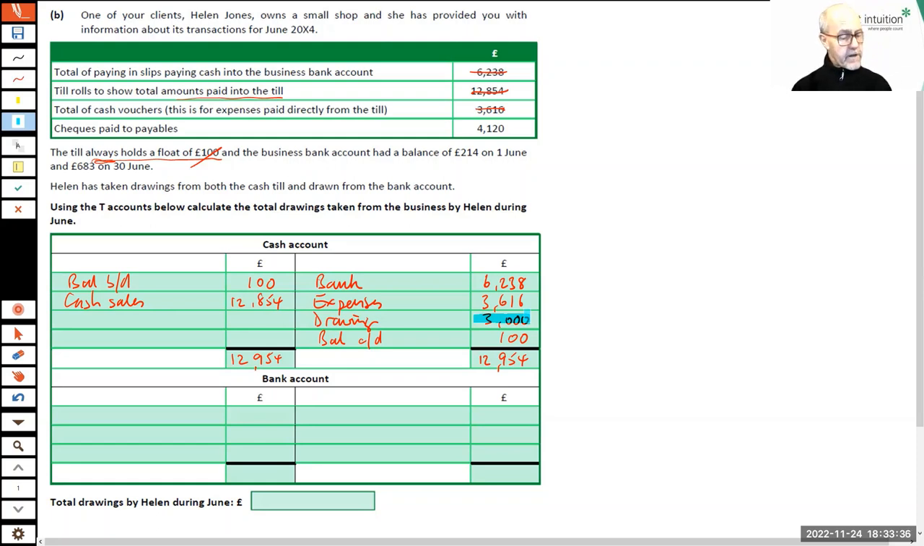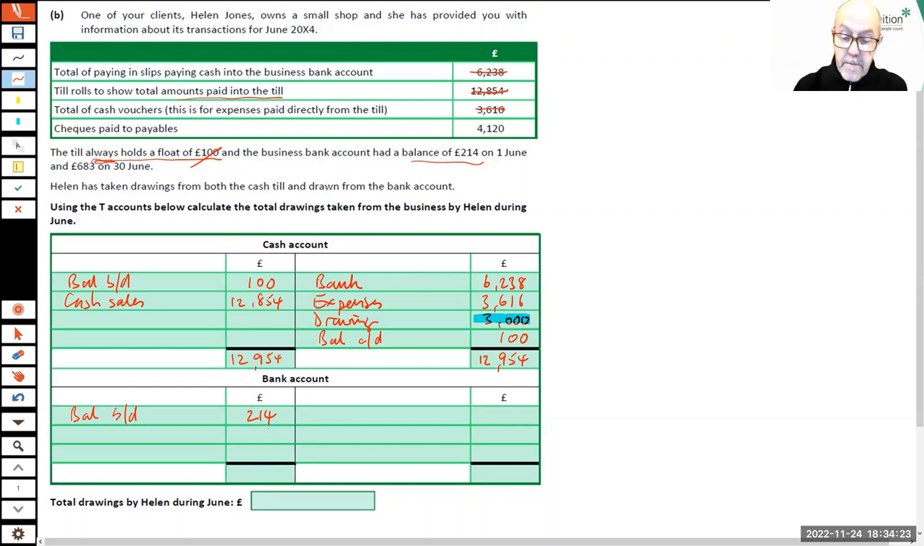Now then, the bank. Aren't we told how much was in the bank at the start? Had a balance of £214. Might have been more helpful if it said had a positive balance, or said that there was £214 in the bank. It doesn't say that it's a negative balance, so I think we can take it that, in the absence of a very specific instruction, it is positive. Balance brought down. So we're starting with £214 in the bank.